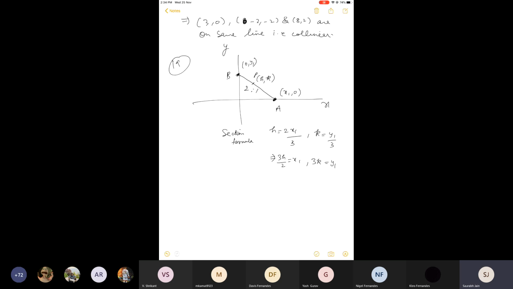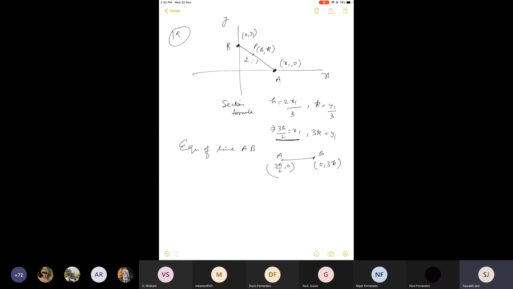Now see, we have to write the equation of the line segment, right? Equation of line or line segment, whatever, because a line segment is a part of a line. So we have to find the equation of line AB, or line segment AB, whatever you say. The equation remains the same. So what is your point A? x1, 0. x1 is now 3h by 2. So 3h by 2, 0. This is 1 point. What is your point B? 0, y1. That means 0, 3k.